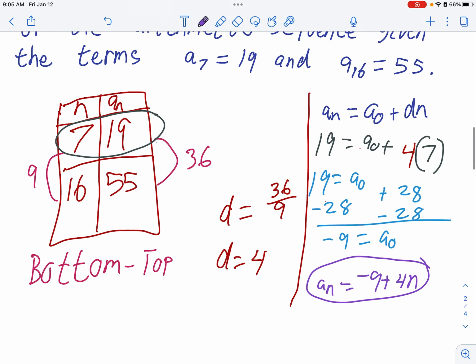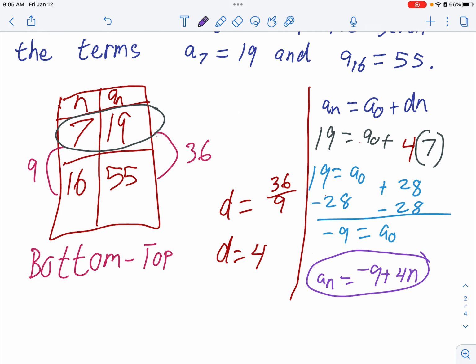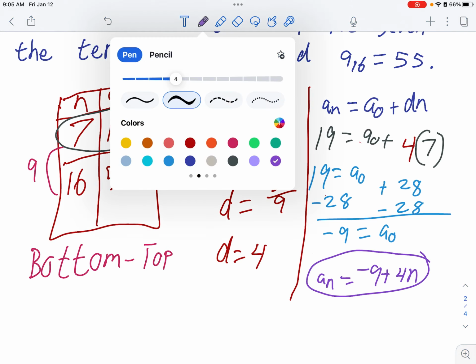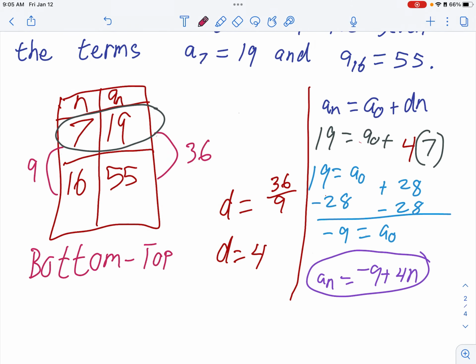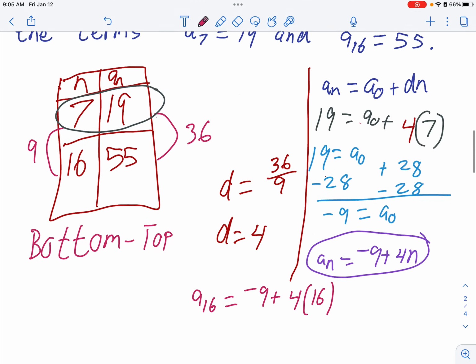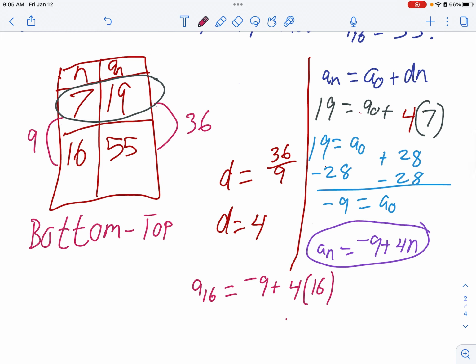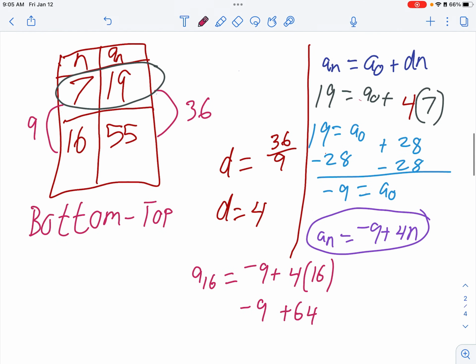And a good way to check your work is to substitute the other term that you did not use and see if it matches, to see if you get the same value. So let's suppose I substitute 16 for n. That's negative 9 plus 4 times 16. 4 times 16 is 64. Negative 9 plus 64 is 55. So you can see that it checks.